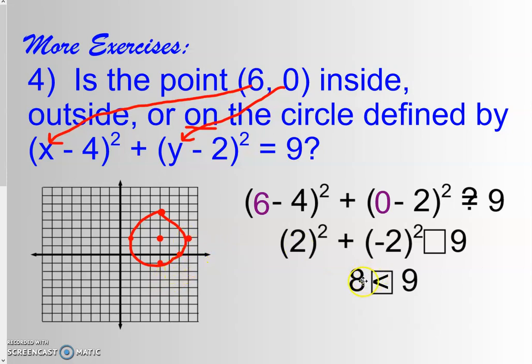So what I've figured out is the distance from this point to the center is the square root of 8. So I'm going to say, since 8 is smaller than 9, this point is inside the circle. That was a good one.